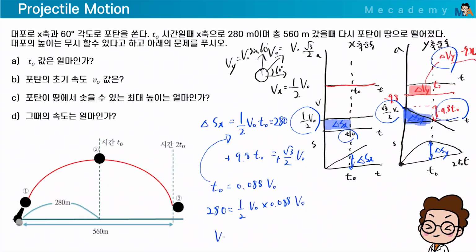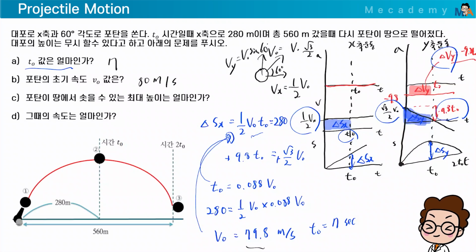When we run the numbers, we find that v0 is 79.8 meters per second, which is nearly 80 meters per second. Since this is a problem I made up myself, the numbers aren't very neat. Now that we have v0, we can find t0 directly if we substitute it back in here. Then it's 79.8 meters per second, so it should be 7 seconds. What is the value of t0? It is 7 seconds. The initial velocity of the shell? You can say this is 80 meters per second.